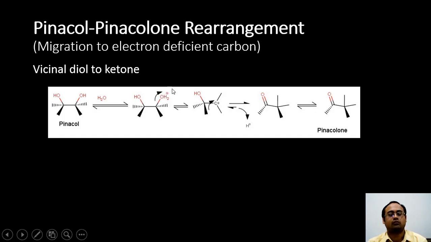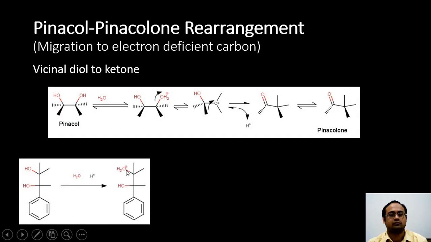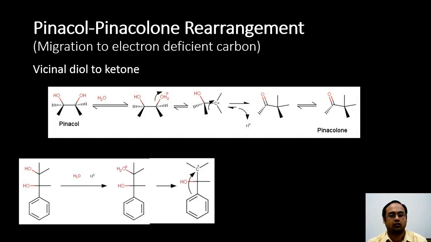This will lose a molecule of water to form the carbocation, which will rearrange and lose a proton to give the ketone, which is known as pinacolone. Now, a similar reaction will take place with any other suitable vicinal diol. For example, here this molecule contains an additional phenyl group. So when this is treated under acidic conditions, the hydroxyl group gets first protonated. It loses a molecule of water to form the carbocation.